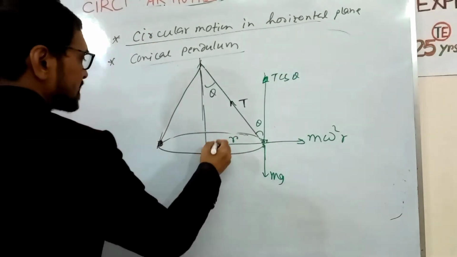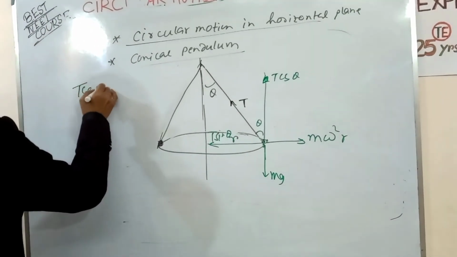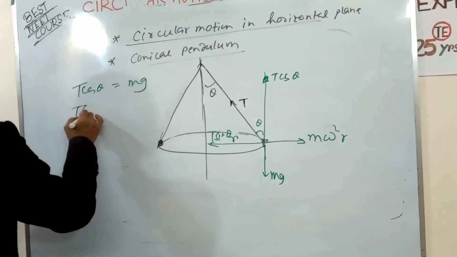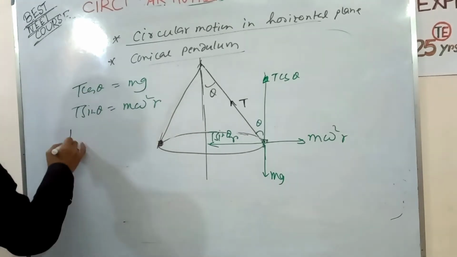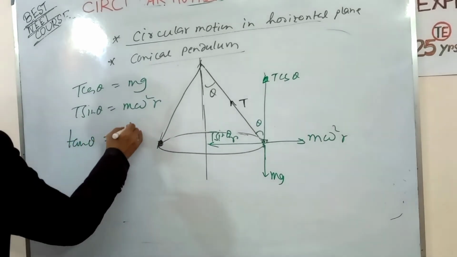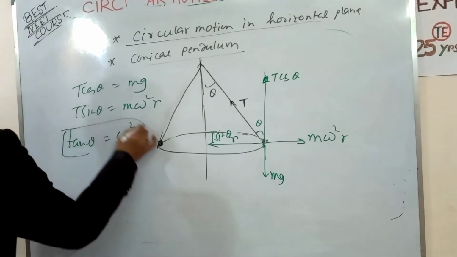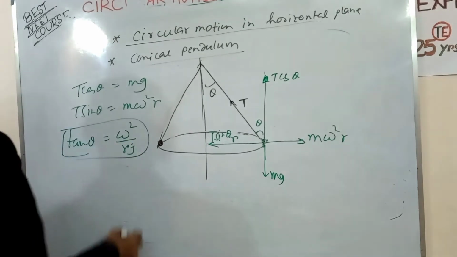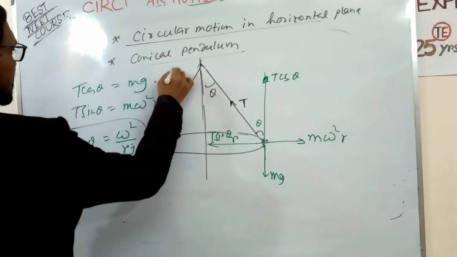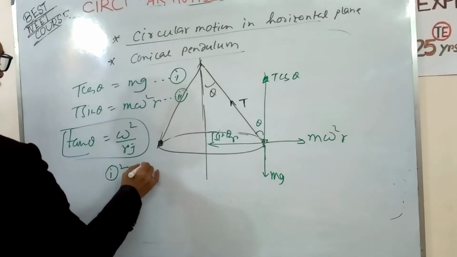T cos theta acts in this direction and t sin theta in this direction. So t cos theta balances the weight and t sin theta balances the centrifugal force. So dividing, we get tan theta equal to omega square r by g. So this is the relation between omega, theta and r. Now to find the tension, we square and add.